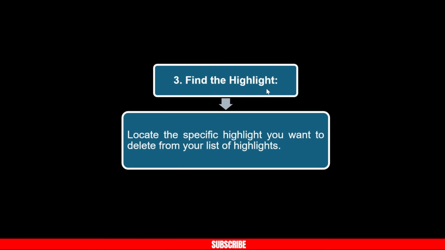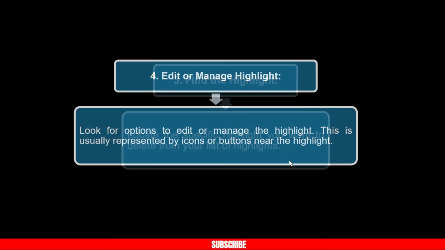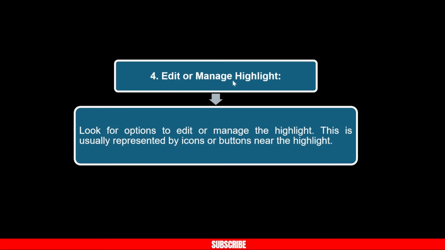Third is find the highlights. So locate the specific highlights you want to delete from your list of highlights. Fourth is edit or manage highlights. Look for options to edit or manage the highlight. This is usually represented by icons or buttons near the highlights.